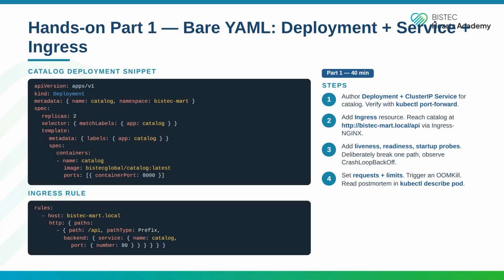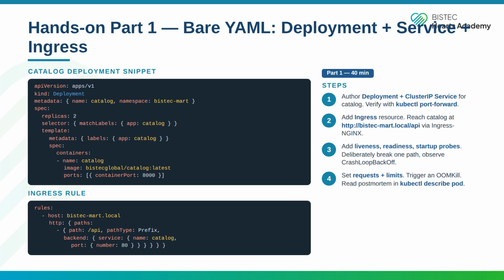Now you build. For the first lab block, you will author bare YAML manifests for the catalog service. No Helm yet. Raw Kubernetes objects. This is intentional. Understanding what Helm generates requires understanding what the raw objects look like.